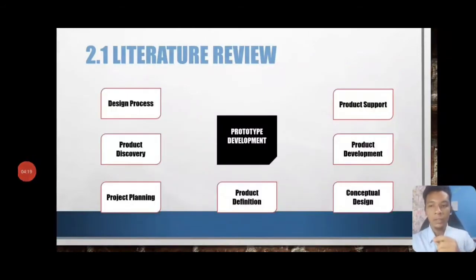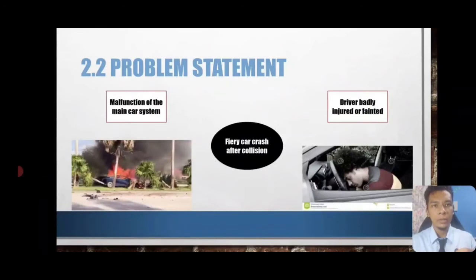The next is about prototype development. This has 7 phases that need to be done to complete the prototype development, that is design process, product discovery, project planning, product definition, conceptual design, product development and product support. The next is about the problem statement.